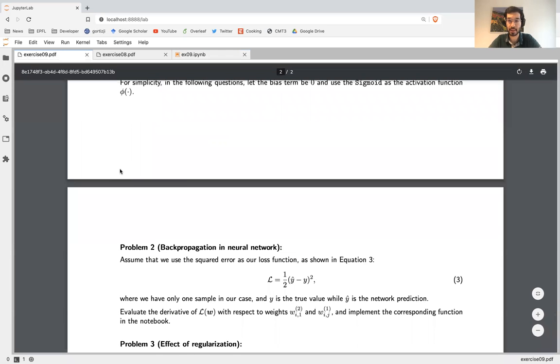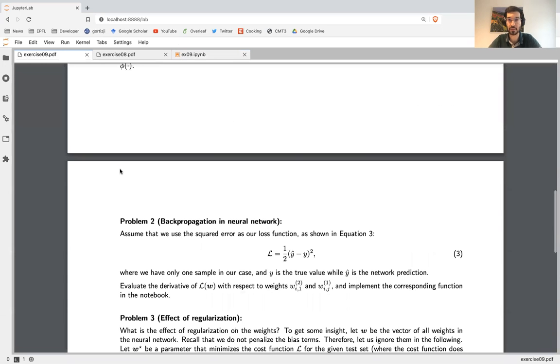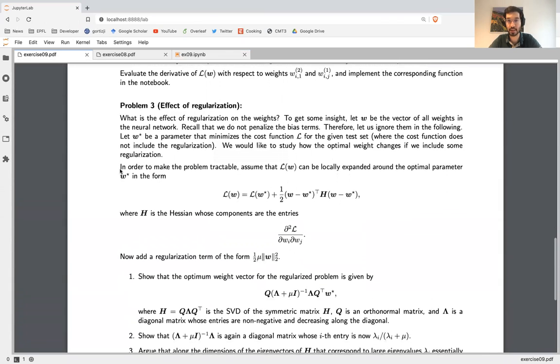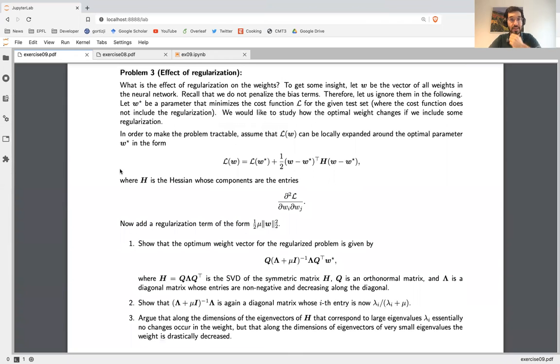Okay, that is the practical part of today's exercise. The second part is a bit more theoretical. In particular, what we're going to see is that even though neural networks are actually very hard to analyze, we can sometimes get some intuitions from modeling them with some of the tools that we have seen in class.